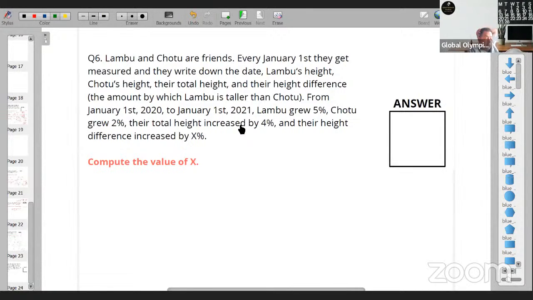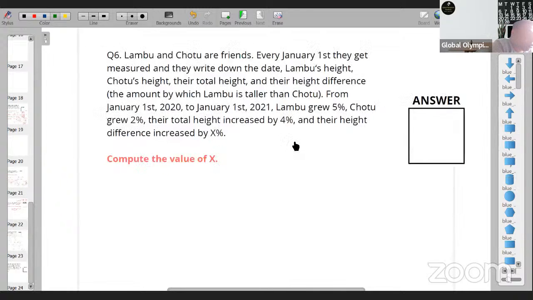So if you do it the normal method, it will take a lot of time. It's a very easy question. Let me explain to you. Okay, so you were not able to find the answer, but you understood the entire question, right? Now let's say if Chotu had also grown by 5% instead of 2%, then what would have been the total height increase? It would have been also 5%. Correct?